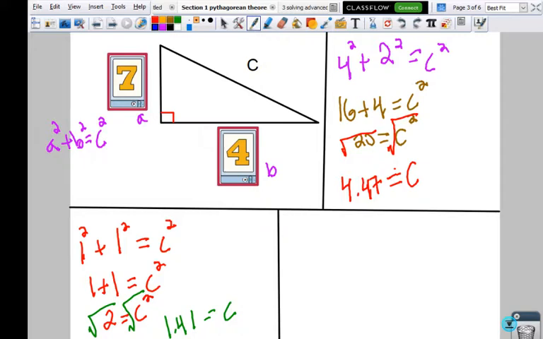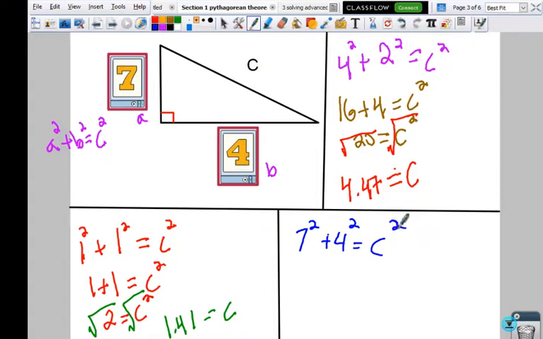Okay, then start us off. How do we set this up? You put 7 squared, plus 4 squared, and it's going to equal c squared.